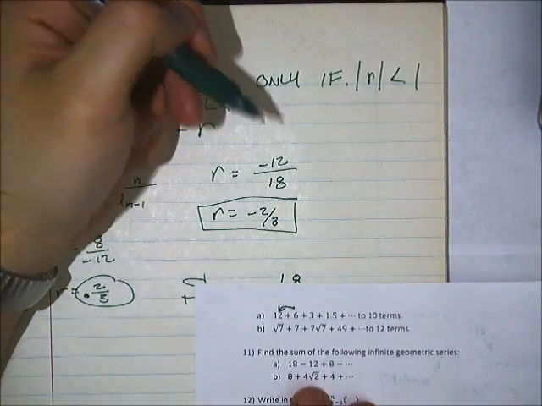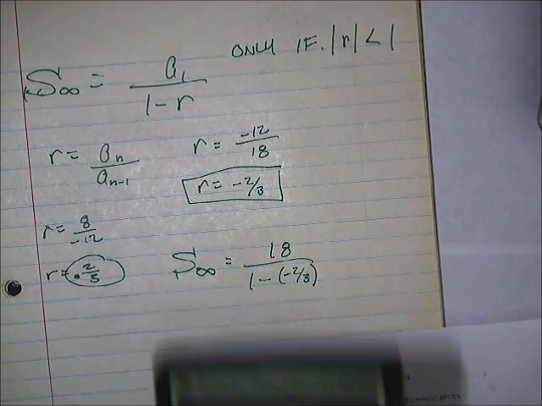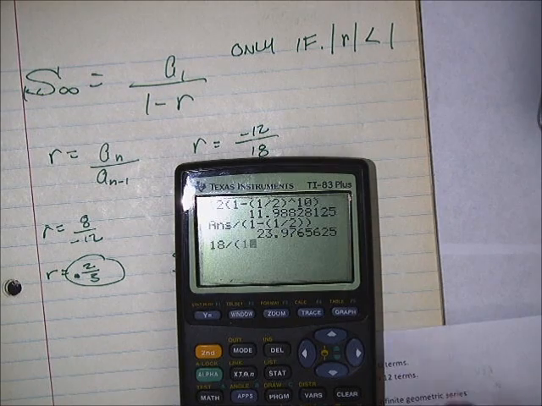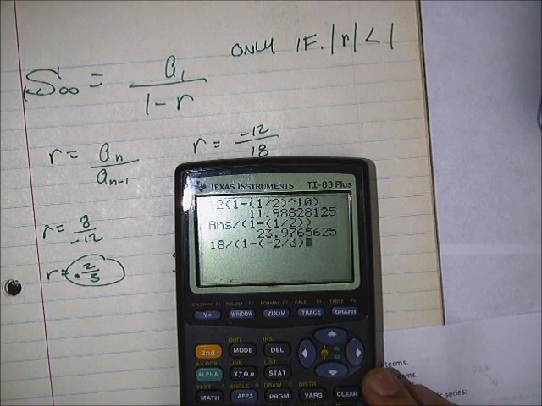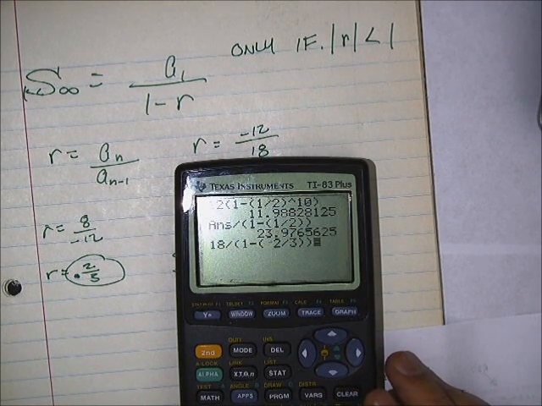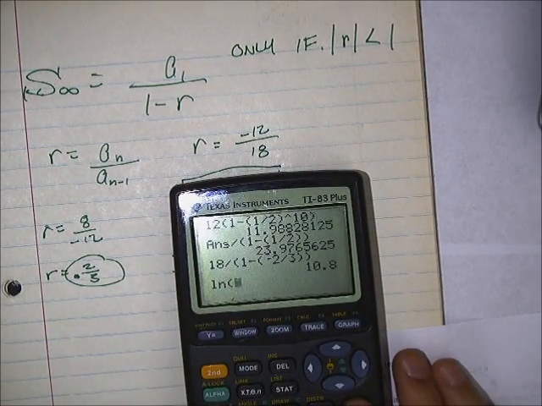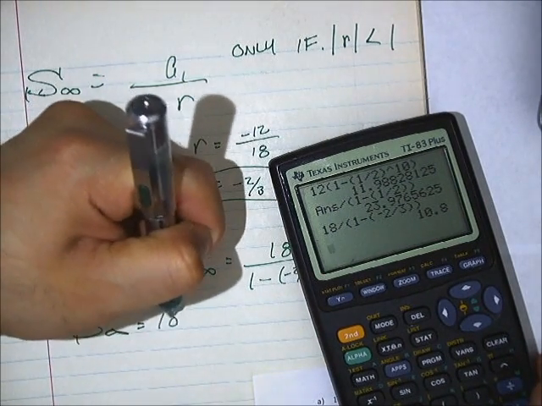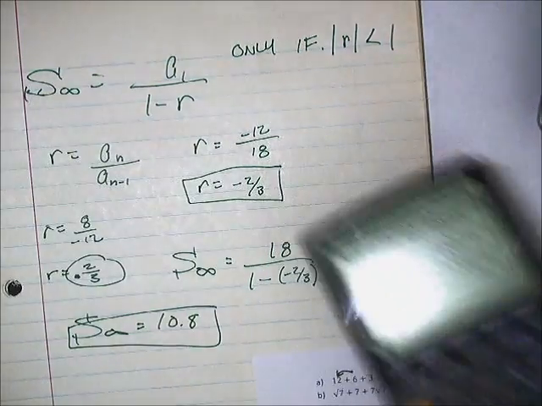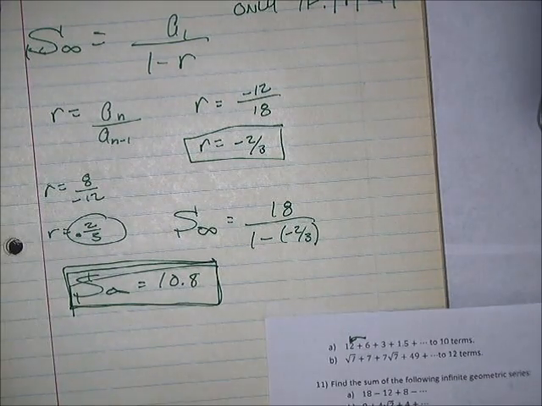18 divided by 1 minus negative 2/3. So 18 divided by 1 minus negative 2/3. I'm good. 10.8. Hey-o. So the sum of that infinite sequence is 10.8. Right there. There we go. 10.8.